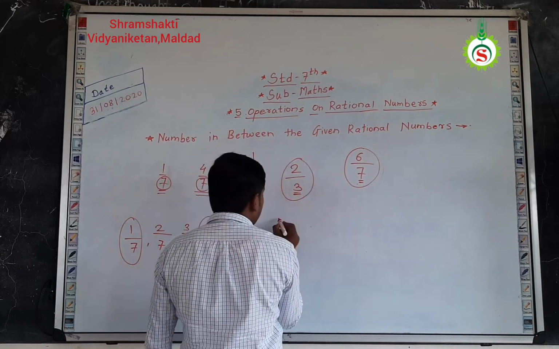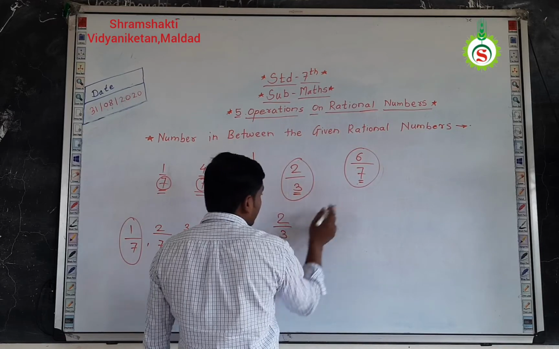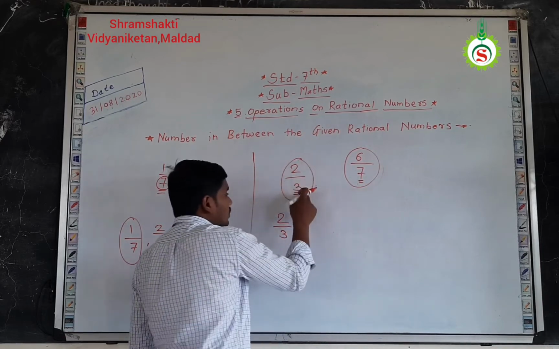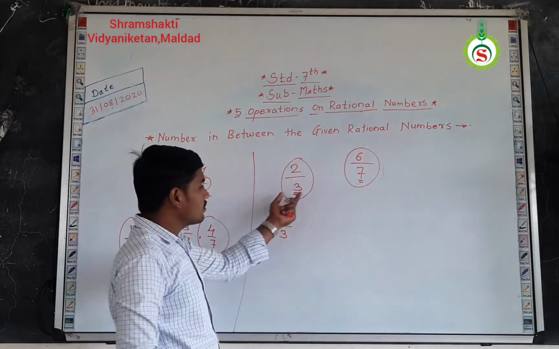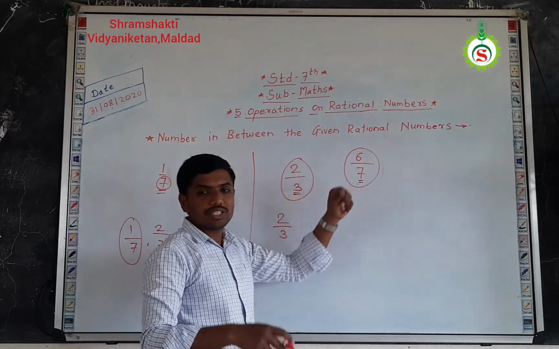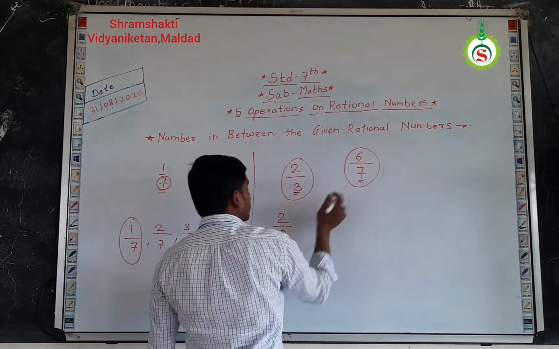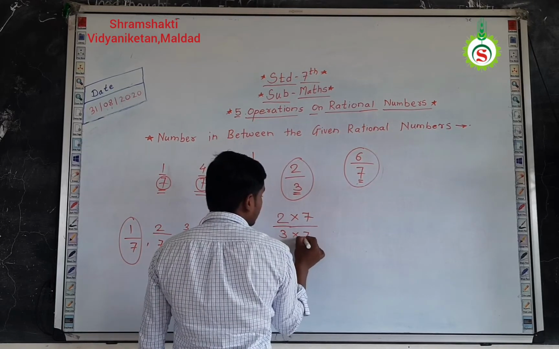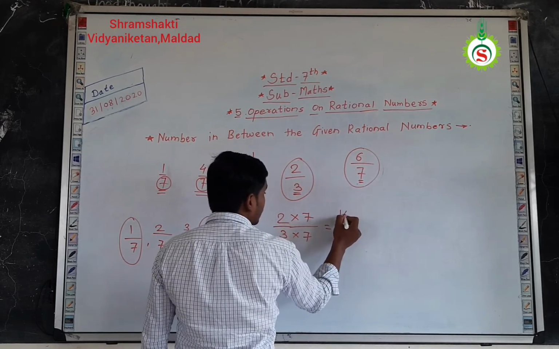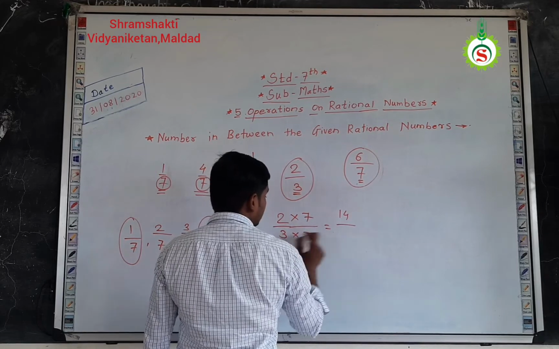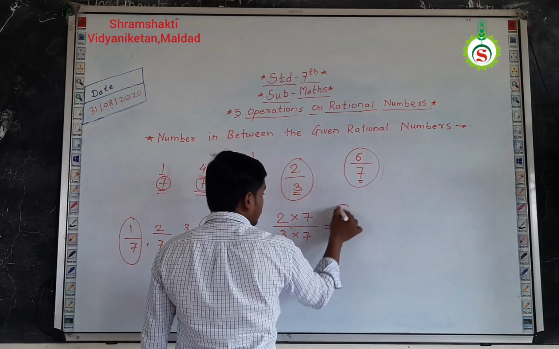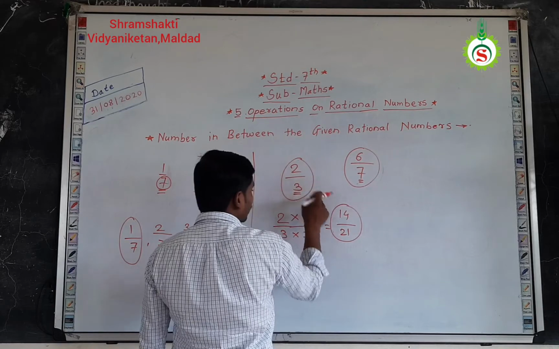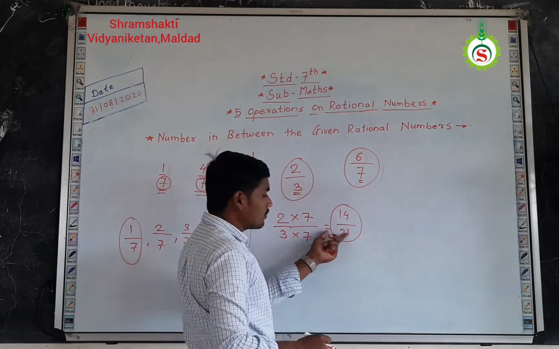So which is the first number? 2 by 3. Now by which number do I have to multiply? The denominator of the second number. So which is the denominator of the second number? That is 7. So 2 into 7 divided by 3 into 7. 2 sevens are 14 and 3 sevens are 21. That's why 2 by 3 becomes 14 by 21.